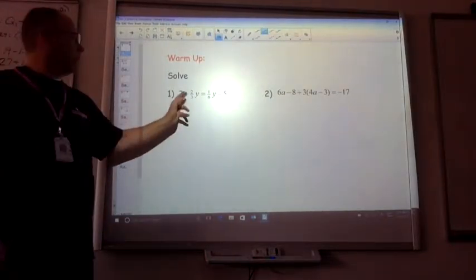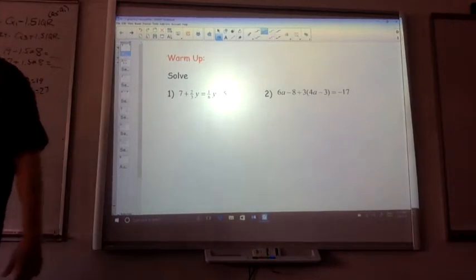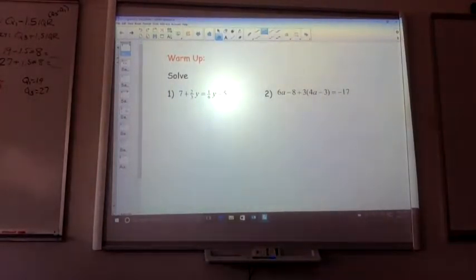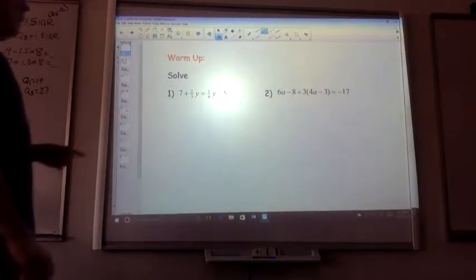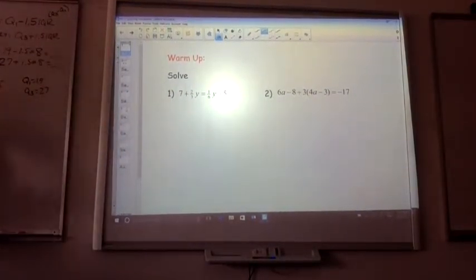All right, first problem. I have 4 terms: 7, 2/3 y, 1/6 y, and -5. Still with me? So we are going to eliminate the fractions. We're going to clear the fractions. That's where we multiply all the terms by the number that both 3 and 6 have in common. In this case, it would be 6.